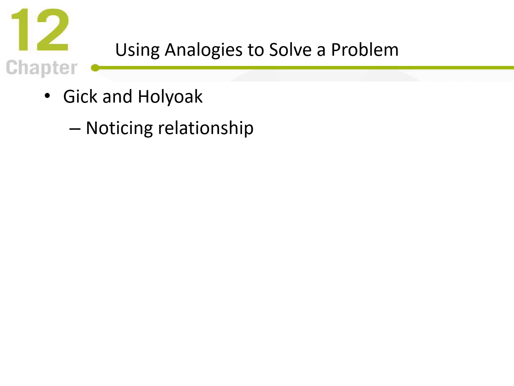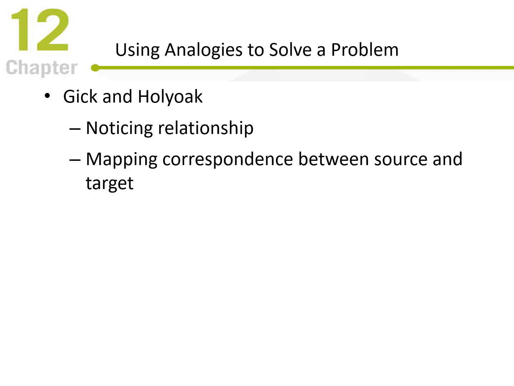Now, in order to do this, first we have to notice the relationship. If we do the Russian marriage problem and then do the checkerboard problem and we don't notice the relationship between the two, then that's not helpful. We have to notice the relationship between the two, and we have to map the correspondence between the source problem and the target problem, and then we have to actually apply that mapping. So we have to actually apply the logic from the first problem to the second problem in order to solve it.